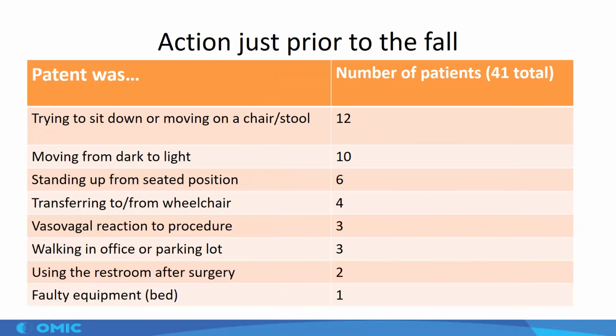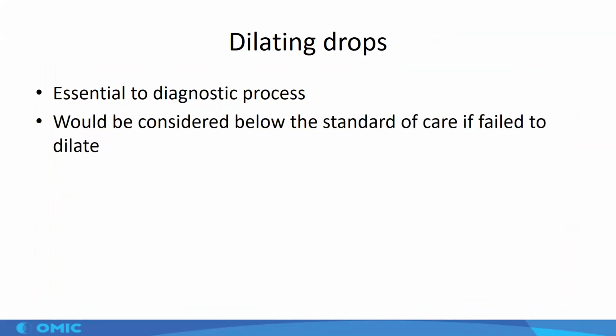What were they doing right before the fall? 12 were trying to sit down or move. The next in frequency was moving from dark to light, as in the previous case. 6 were trying to stand up from a seated position. 4 were transferring to or from a wheelchair. 3 younger patients had a vasovagal reaction to the procedure. They fainted. 3 were walking in the office or the parking lot when they fell. 2 were using the restroom, and 1 fell because of faulty equipment.